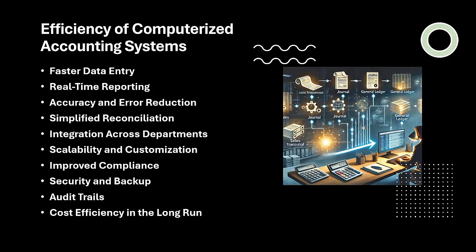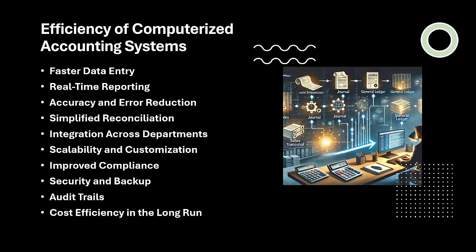Computerized systems are programmed to comply with accounting regulations, tax laws, and reporting requirements. This reduces the risk of fines and penalties. Example: the system can automatically calculate VAT, GST or income tax and generate the necessary reports for submission.